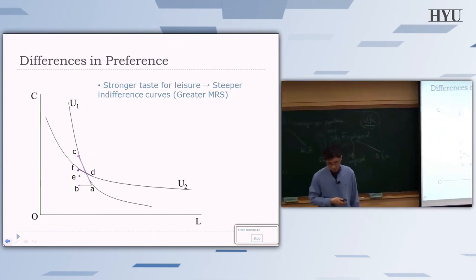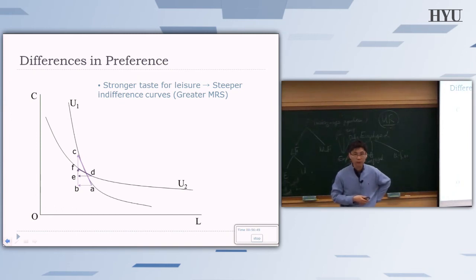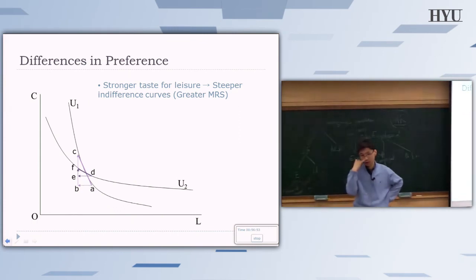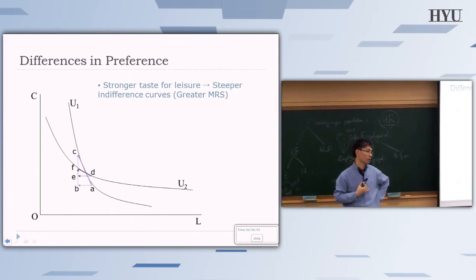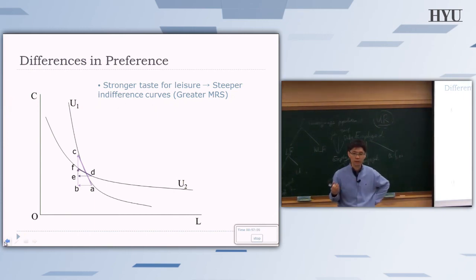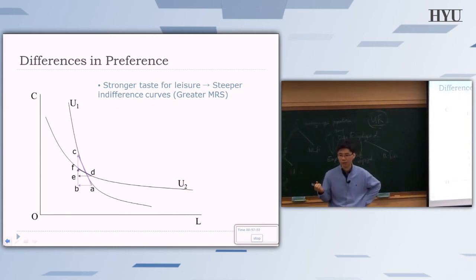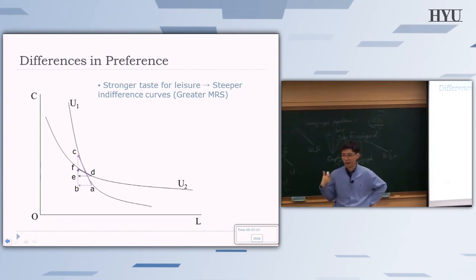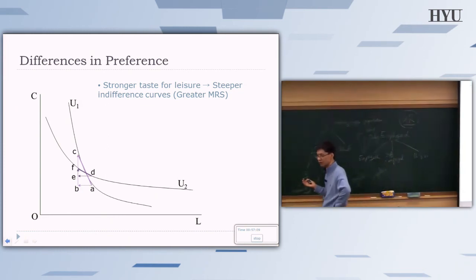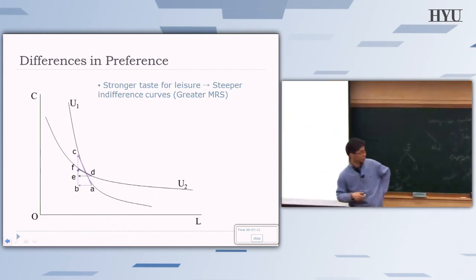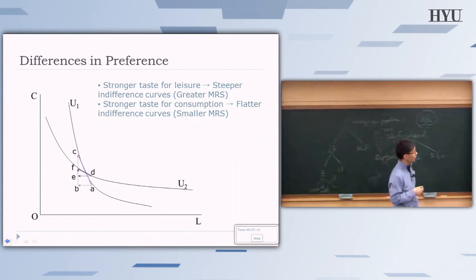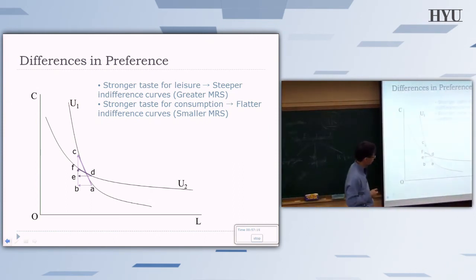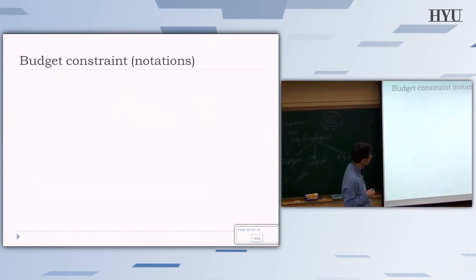So how the preference for leisure is shaped will play a quite important role in determining labor supply behavior. Obviously, everything else equal, if a person has a very strong preference for leisure, this person is likely to work less. We will see later. That should be a logical conclusion from the preference. Stronger taste for consumption means flatter indifference curves, because we have only leisure and consumption.